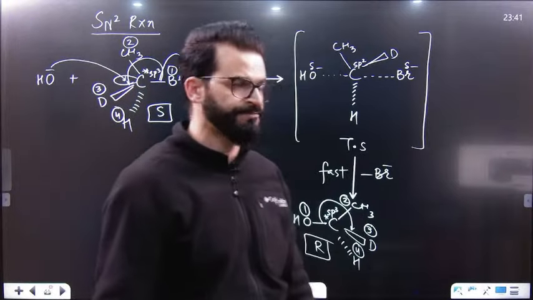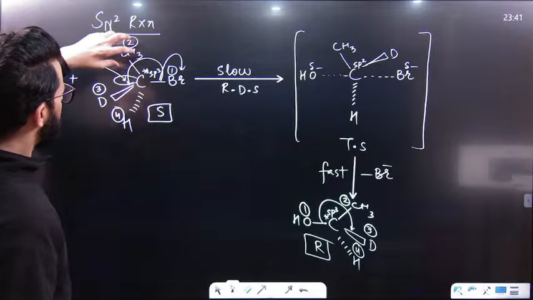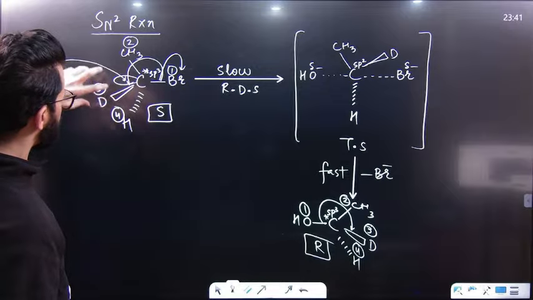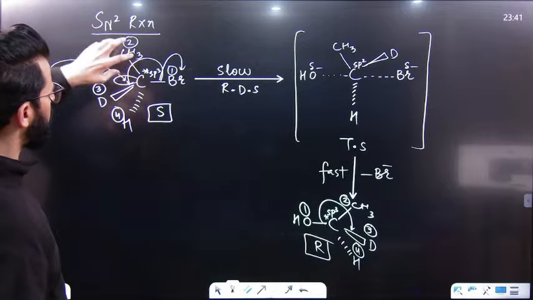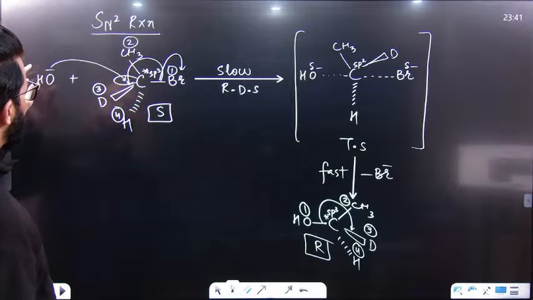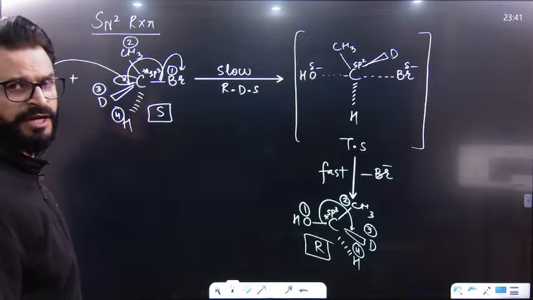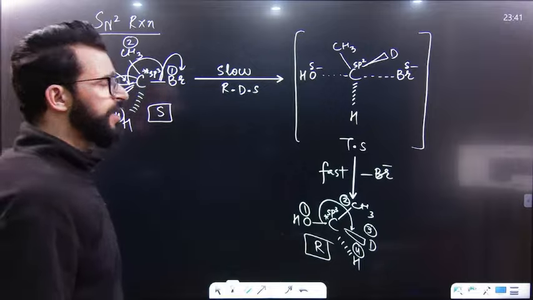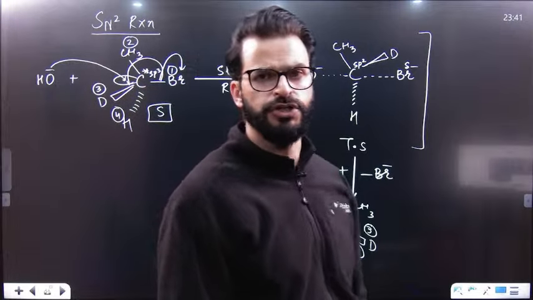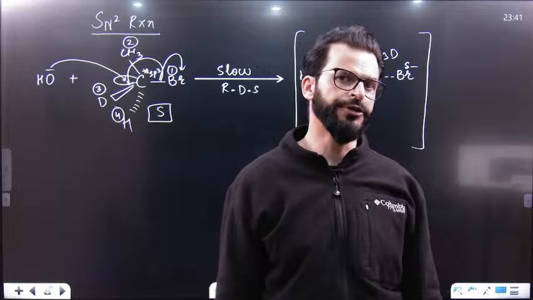Now the question is, if I replace this D and H with alkyl groups, more alkyl groups at the alpha position means more hindrance the nucleophile will feel. So attack of the nucleophile will become difficult. That's why if steric crowding at the alpha or beta position increases, the rate of SN2 will decrease.